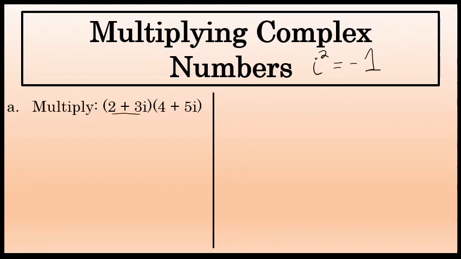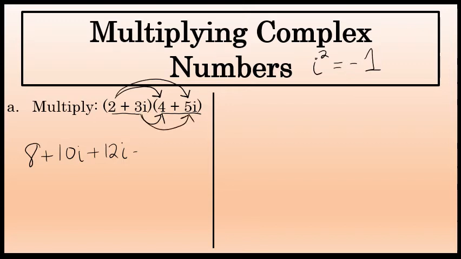When you multiply two binomials, you can begin by multiplying the first terms, 2 times 4, which has a product of 8, and then I'll multiply 2 times 5i. Treating i like I would treat a variable, 2 times 5i has a product of 10i. Then I'll take 3i times 4 and find that to be 12i. And finally, the product of 3i and 5i is 15i to the second power.